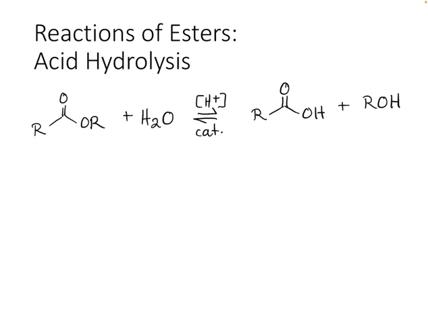So the water tells us that we have hydrolysis. The catalytic acid makes it acid hydrolysis. All right, so notice that we're at equilibrium here for this reaction. So how could we put stress on this chemical equation or reaction in order to favor the product.